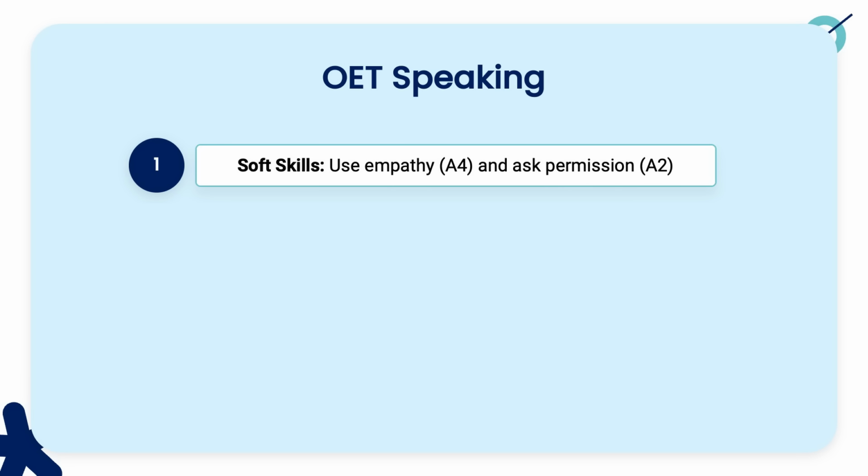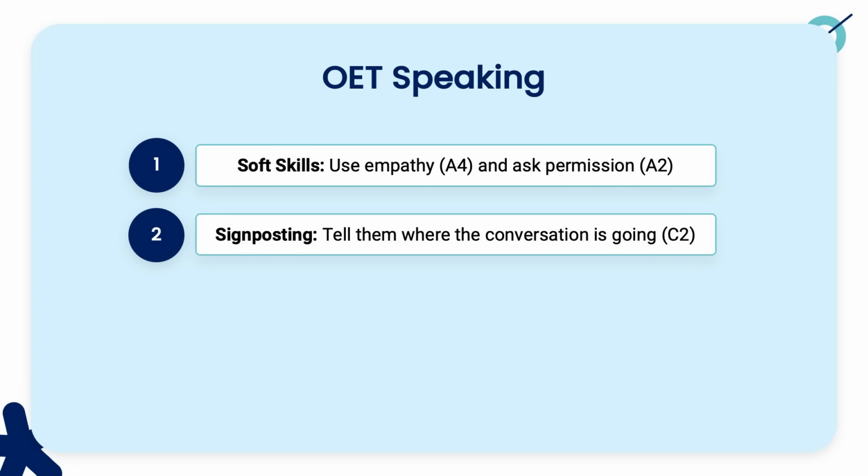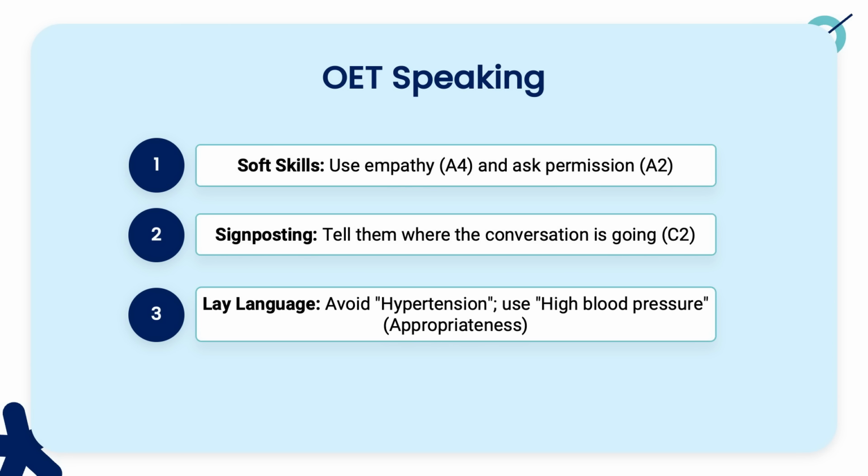In summary, ensure you're using your soft skills, like empathy, which is A4, and asking for permission, A2. Include signposting. Tell them where the conversation is going, for C2. Use lay language. Avoid words like hypertension. Use high blood pressure instead, for appropriateness.